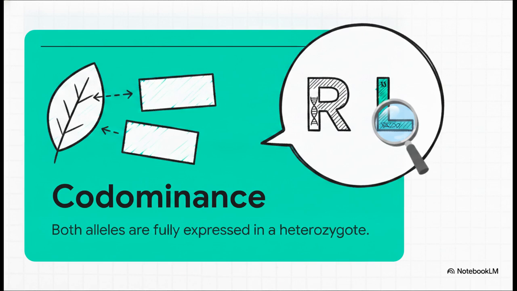We've got the capital R for the round leaf allele right next to the capital L for the long leaf allele. They're sitting right there, side by side. Look at the call-out tags. Neither allele is masked. Both the R and the L are fully expressing their instructions simultaneously to create that unique oval shape. That, my friends, is codominance in action.